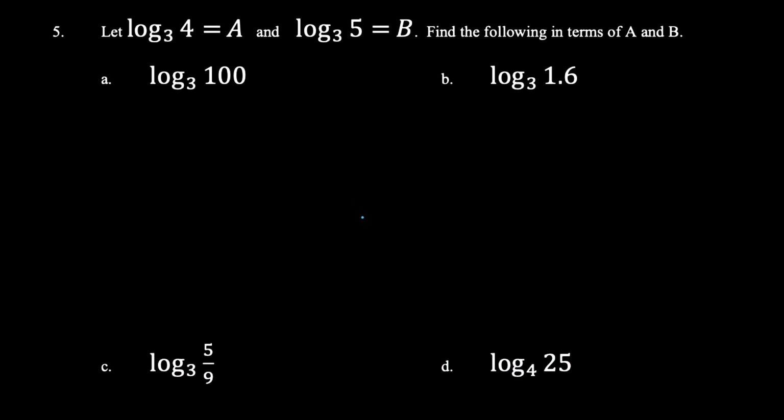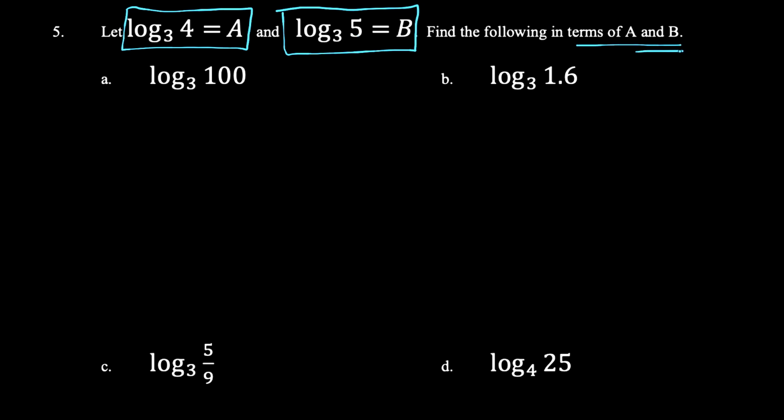So these are some problems I really like because it helps you understand the idea of breaking down logs and how we can expand things. So we're told that log base 3 of 4 is equal to a. So that means somewhere in these problems, we need to find log base 3 of 4. And also log base 3 of 5 is equal to b. So again, we're looking for something with log base 3 of 5. And our answers are going to be in terms of a and b.